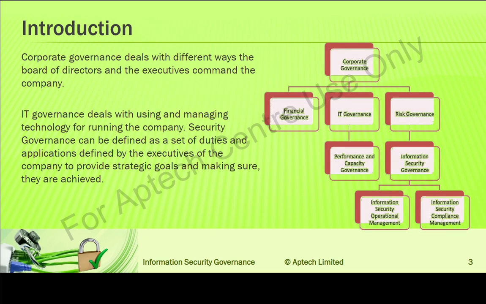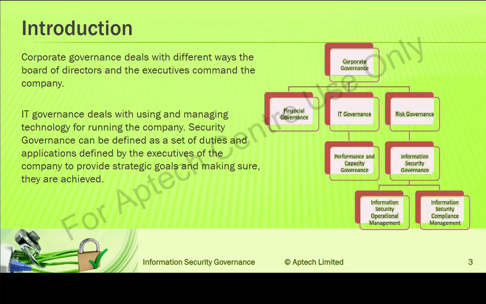Now, introduction to information security governance. Corporate governance deals with the different ways the board of directors and executives command the company. The way they treat it is different from the way the staff and everybody else see it. IT governance deals with managing technology for running the company. In the IT department, the way they govern is to use technology to run the company's operations.